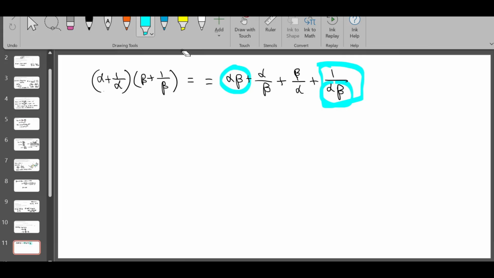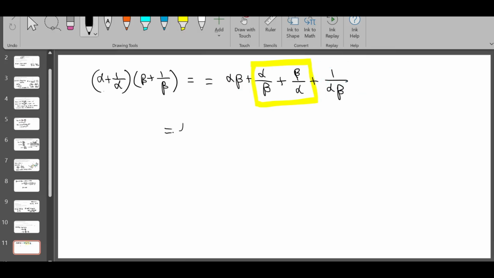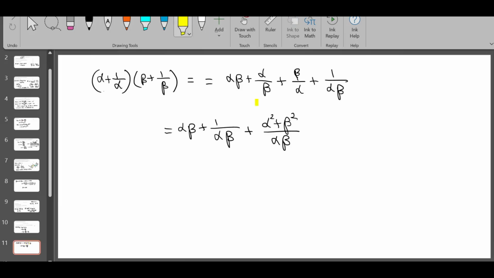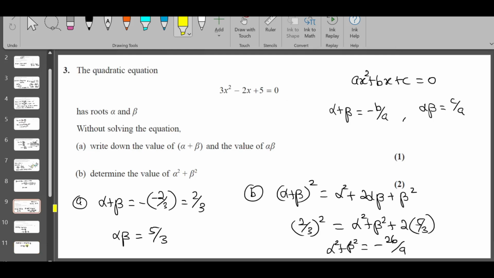And the middle two terms, I'm going to combine them by cross multiplying. So keep alpha beta and plus 1 over alpha beta as it is. When we combine them, we will cross multiply these two, alpha square plus beta square divided by alpha beta. So we can use the value of alpha square plus beta square from part B of the question. We got it as minus 26 over 9, right?